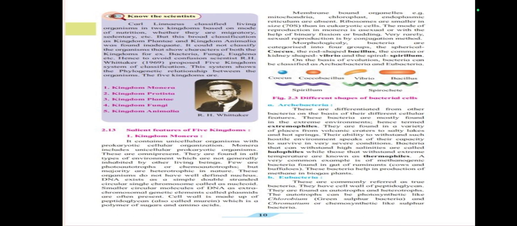Morphologically, bacteria are categorized into four groups: the spherical coccus, the rod-shaped bacillus, the comma or kidney-shaped vibrio, and the spiral-shaped spirillum. On the basis of evolution, bacteria can be classified as archaebacteria and eubacteria. Different shapes of bacterial cells, Figure 2.3. Archaebacteria are differentiated from other bacteria on the basis of their different cellular features. These bacteria are mostly found in extreme environments, hence termed extremophiles.